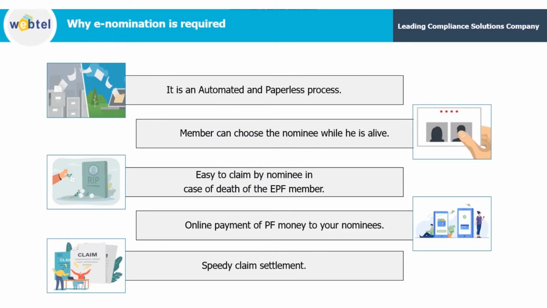Now, let us talk about why the nomination is important. So basically, first thing is that this nomination is a paperless and automated process. Secondly, a member can choose the nominations anytime while he is alive. There is no time boundary for a member to submit the nominations before some due date. There is no such criteria. Anytime while he is alive, the member can select or submit their nomination details online. Third one is, in case of the EPF member's death, the nominee can claim the amount easily.